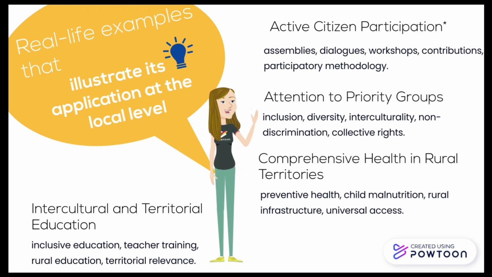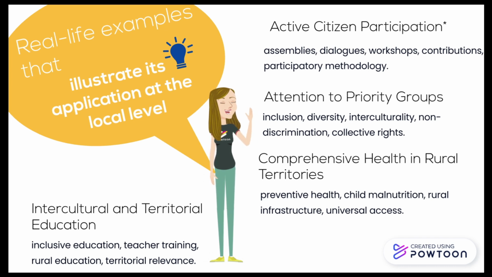This is related with territorial workshops in 12 provinces with members of the plurinational and intercultural citizen assembly for good living. The second point is attention to priority groups. This means inclusion of people with disabilities, peoples and nationalities, and even LGBTQ plus communities in participatory workshops.